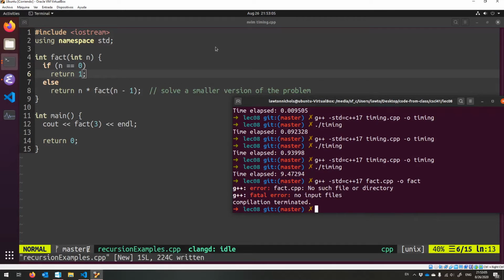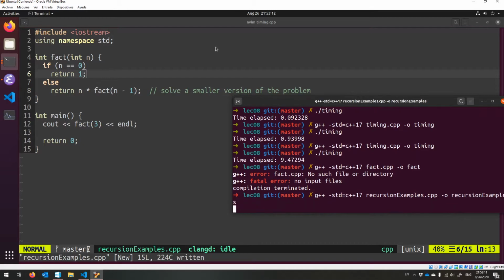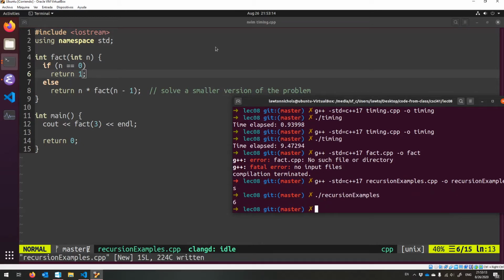Oh, let's see here, what have I done wrong? Oh, it's just recursion examples. Sorry. And apparently that's 6. And yeah, that makes sense.